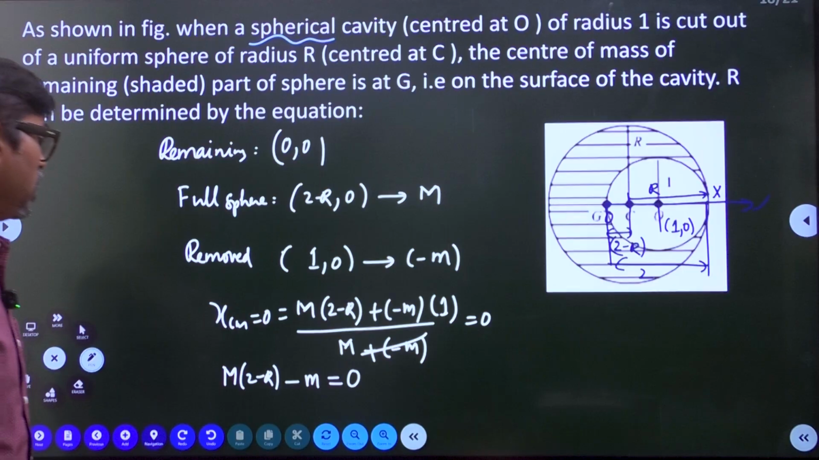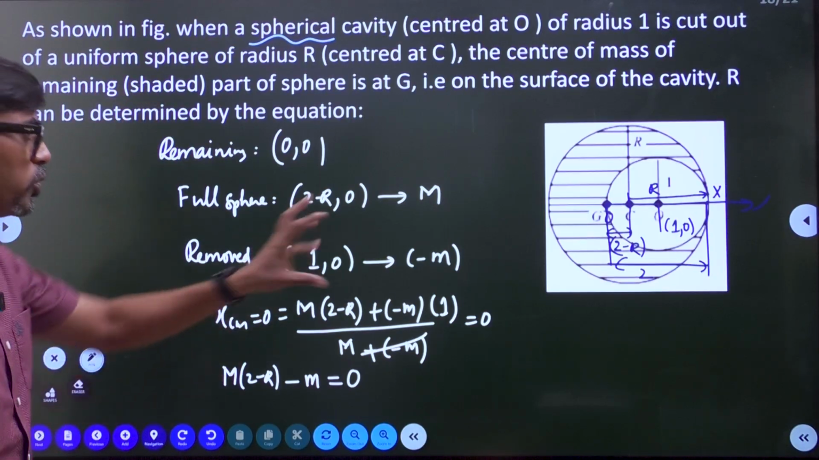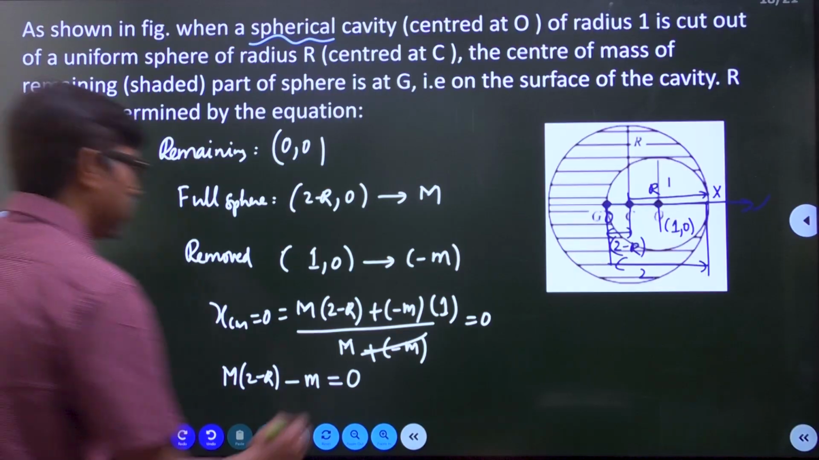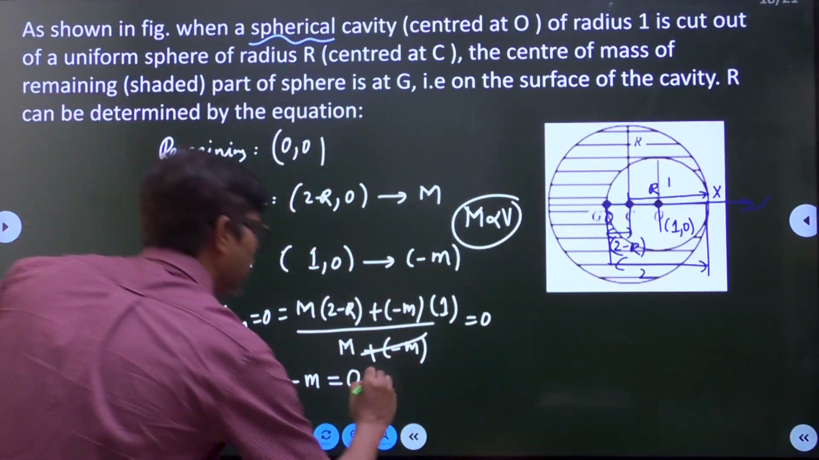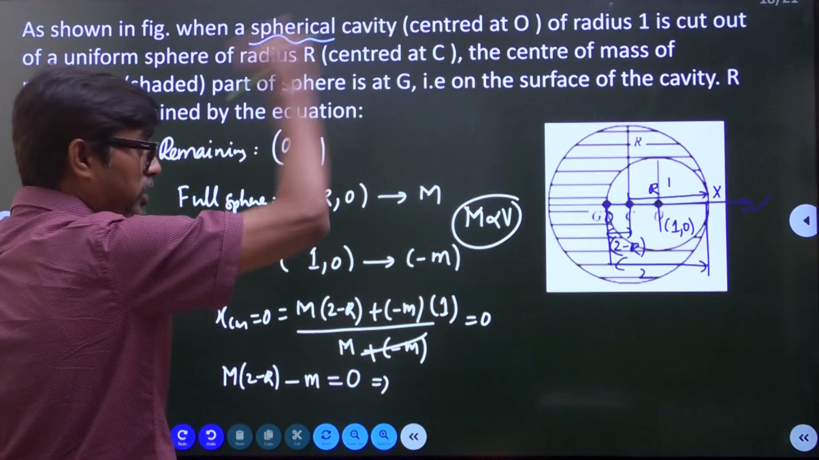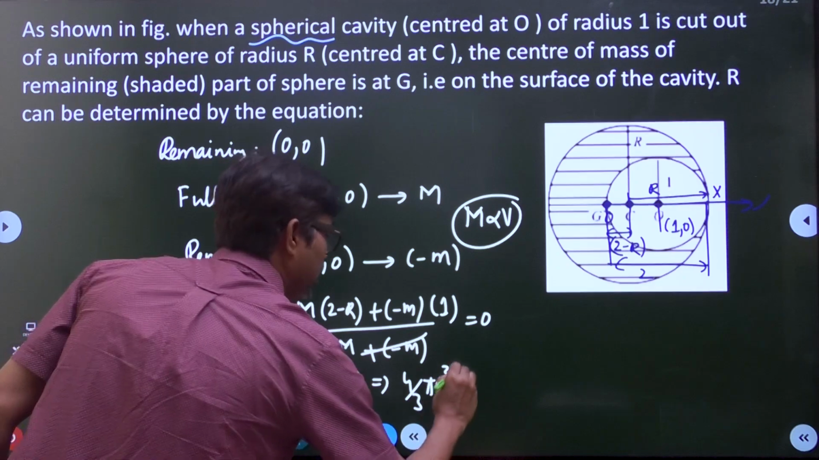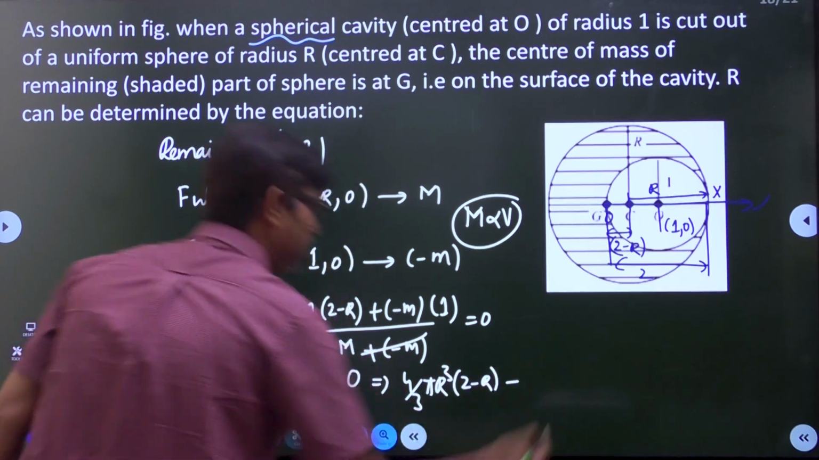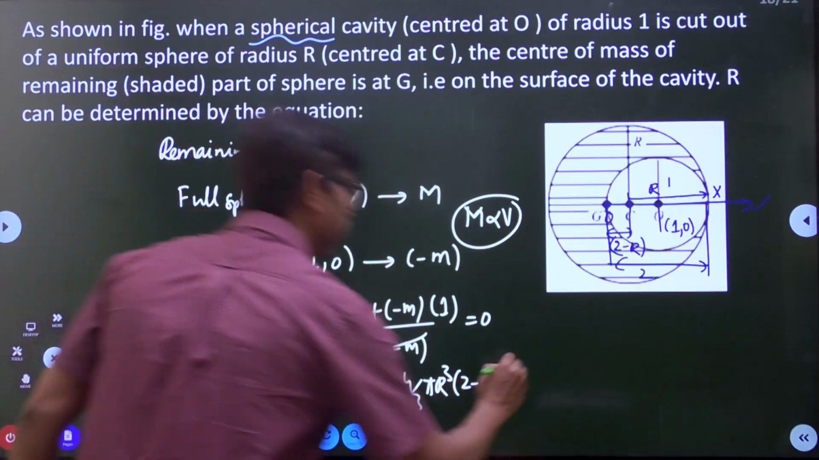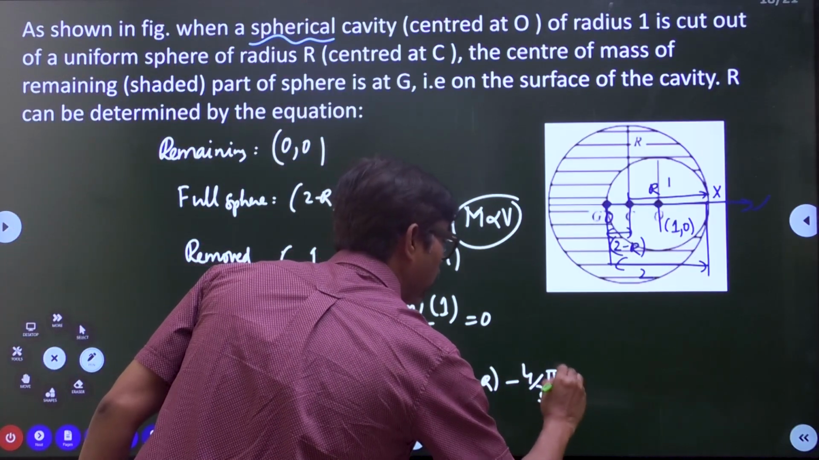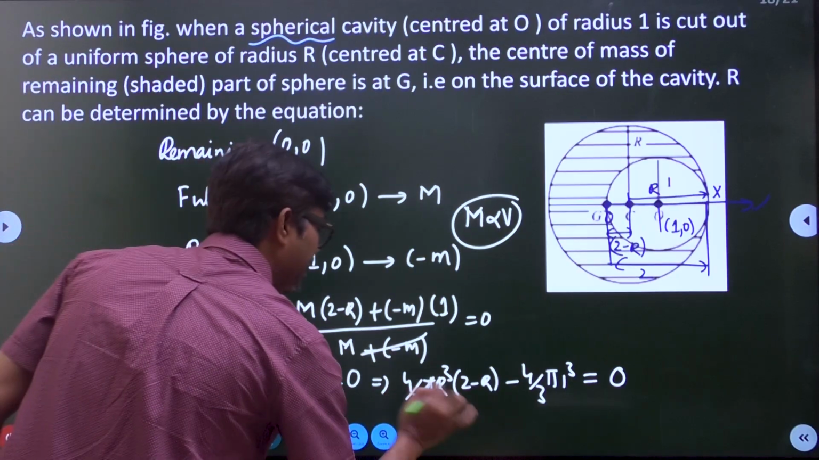That's what I have. But what is capital M? Capital M is proportional to the total volume. Small m is proportional to the volume of the cavity. So mass is proportional to volume. That's what I'm going to use here. Capital M is proportional to 4 by 3 pi R cube. So 4 by 3 pi R cube into (2 minus r) minus small m. Small m is proportional to the volume of the cavity there. That is 4 by 3 pi into 1 cube. That is equal to 0. So 4 by 3 pi anyway cancels out.